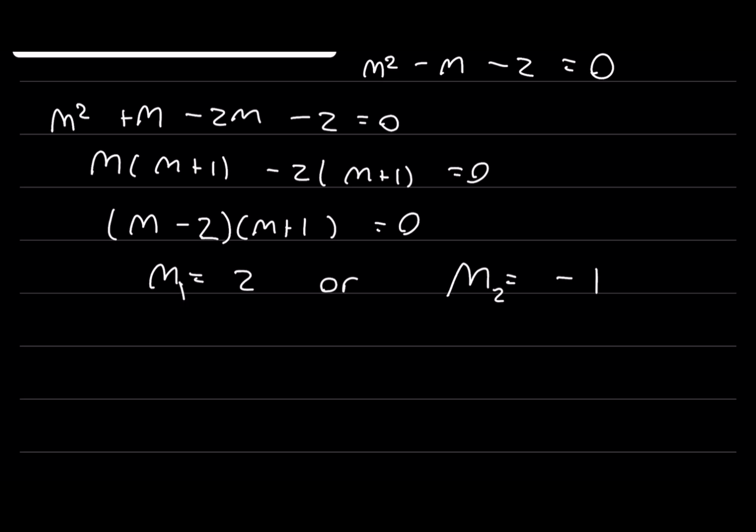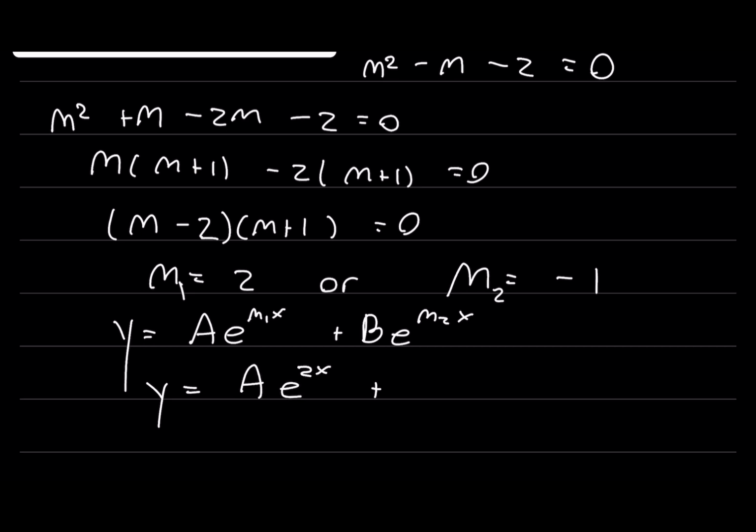So since the roots are real and distinct, the general solution is going to follow the form y is equal to a times e to the m1x plus b times e to the m2x, which means that y is equal to a e to the 2x plus b e to the negative x.